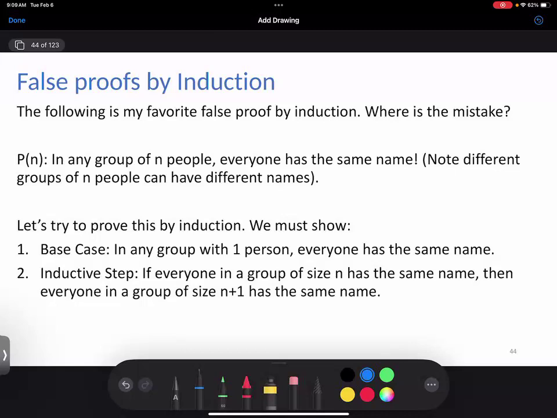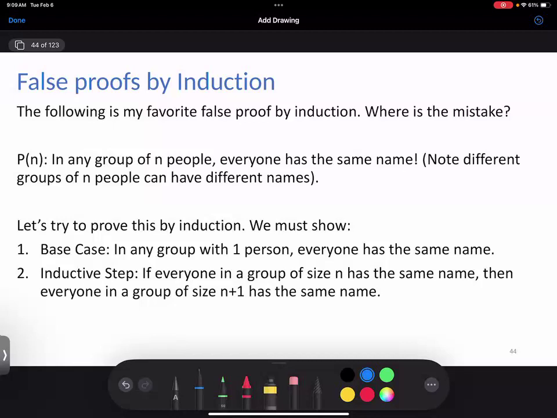So here's my statement. Pn is the statement: in any group of n people, everyone has the same name. Now, I'm not saying that if I have 2 different groups of n people, it's the same name in each of those groups. I'm saying whenever you have a group of n people, everybody in that group has the same name. So we're clear on what the statement is. So the base case is in any group with 1 person, everyone has the same name.